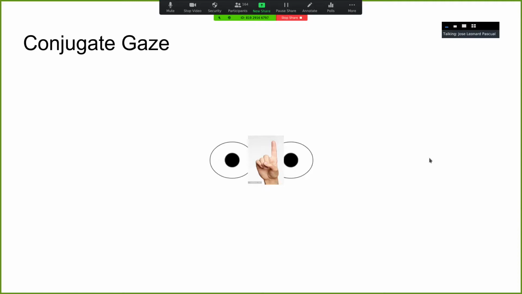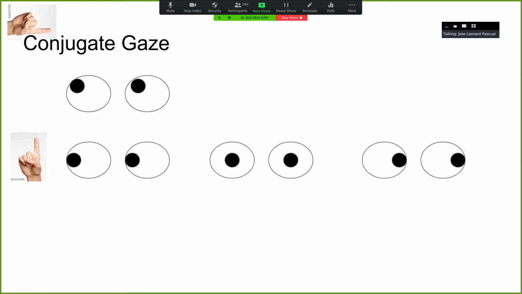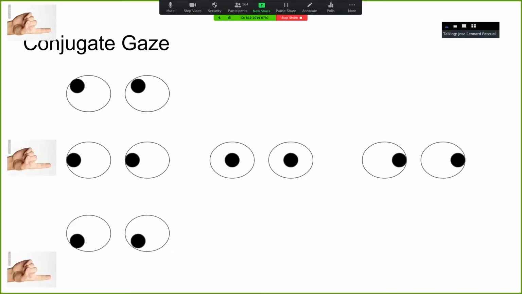So we test conjugate gaze, as I showed you earlier, using your fingers, asking the patient to follow it, asking the patient to look to the right, to look to the left, to look up on the side. So you flip the finger so that it's horizontal when you're testing the vertical gaze, and down here. So this is how you test for a normal horizontal and vertical gaze.